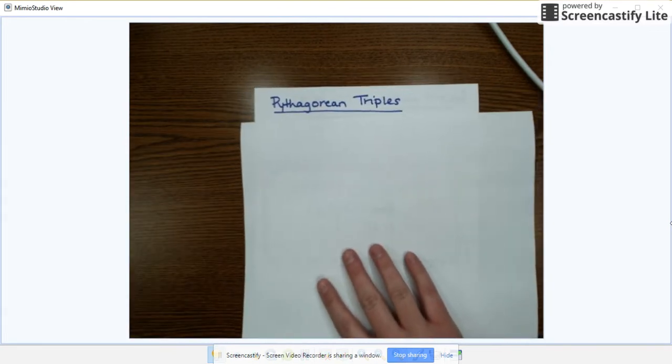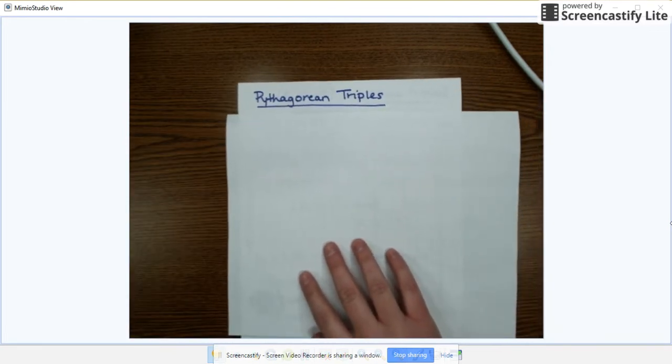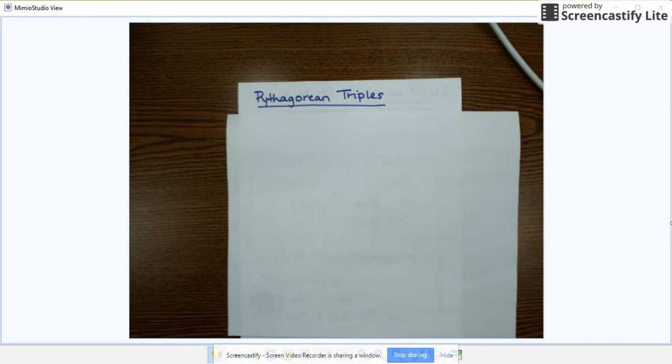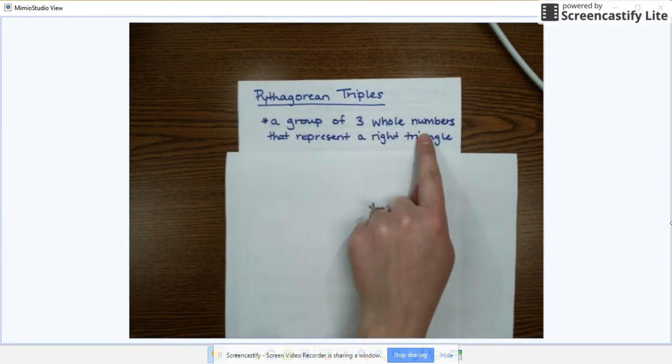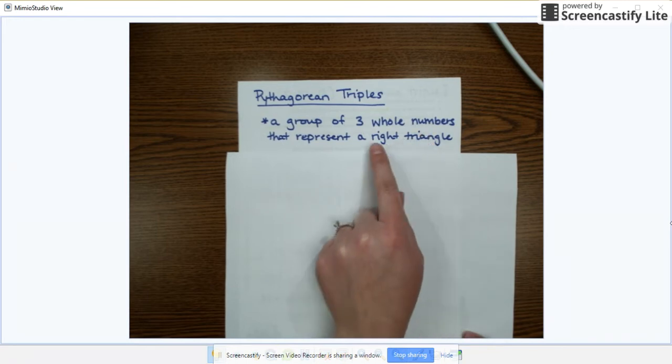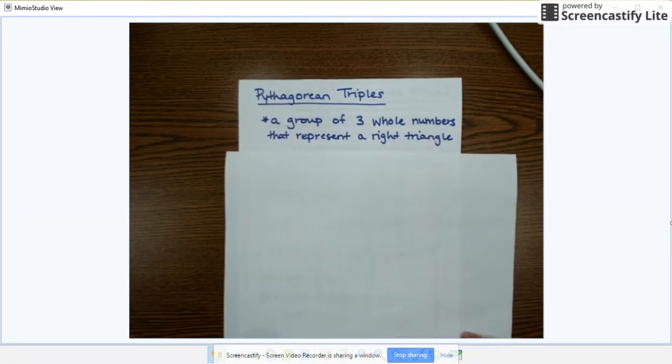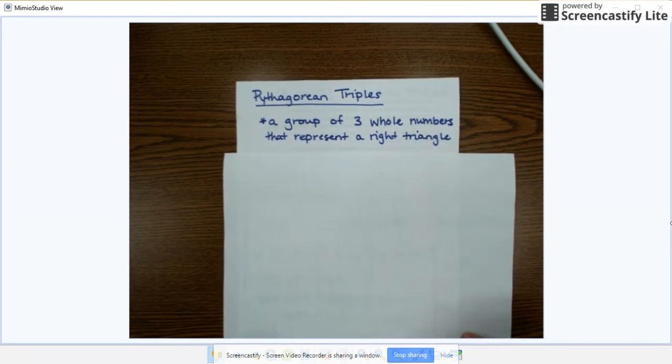Okay, since we know the Pythagorean theorem now, we're going to look at something called a Pythagorean triple. So triple obviously means 3. Pythagorean triple means we have 3 numbers that are whole numbers, so they don't have any decimals, they're not square roots, and they represent a right triangle. Well, if they represent a right triangle, that means that they fit the Pythagorean theorem.